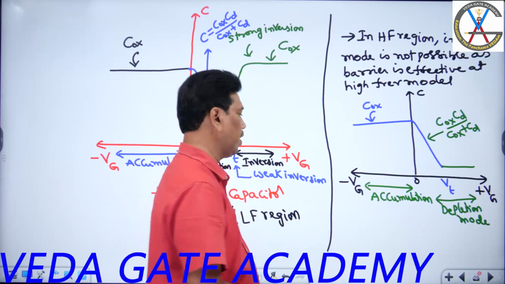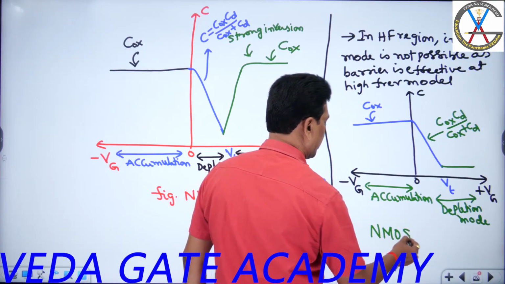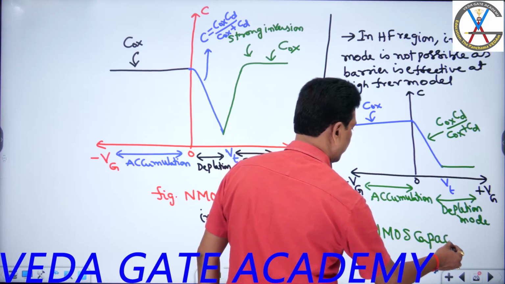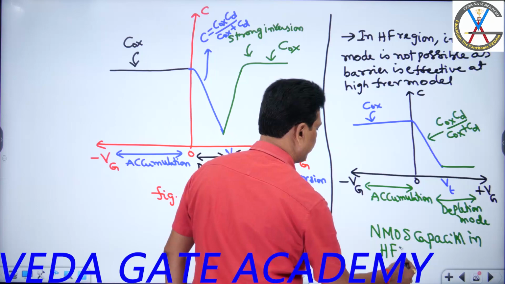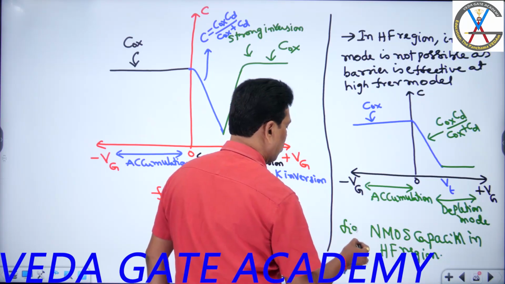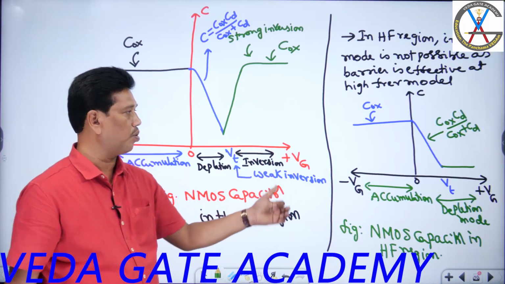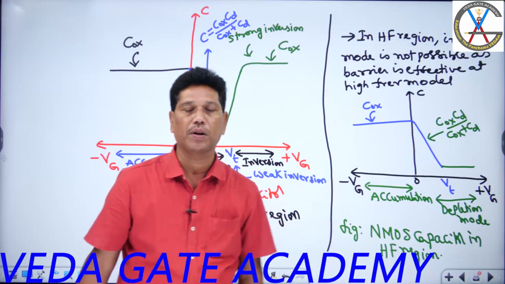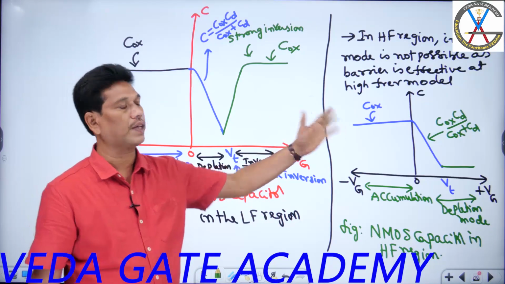Same NMOS capacitor graph, sir. Okay, this is again the NMOS capacitor in high frequency region. So as compared to low frequency region, you may find a small change, sir. So what is that inversion mode I told there? That inversion mode does not appear here. That's the NMOS capacitor capacitance versus voltage characteristics.